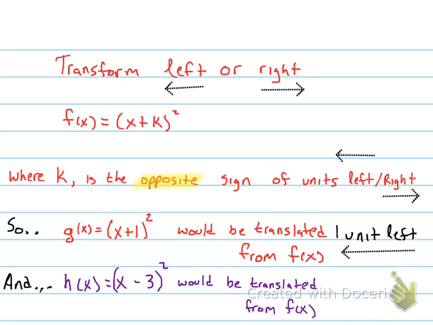And then the other one, sorry, it should be h of x equals parentheses x minus 3 squared. Well, that would be translated 3 units, and instead of left it'll be right now because it goes the opposite. 3 units right, so it goes this way. And so just make sure you know it's the opposite sign. Whatever way that says, it goes the other way.